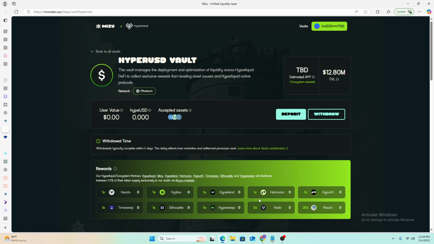Many of these airdrops are related to the HyperEVM chain, such as Hyperlend, HyperSwap, HyperFi, even harmonics. Okay, of course you'll be earning Resolve points to the maximum multiplier, which is 30x, but you'll also be earning a share of at least 1 to 2% of the token supply of these projects, including Mizu.